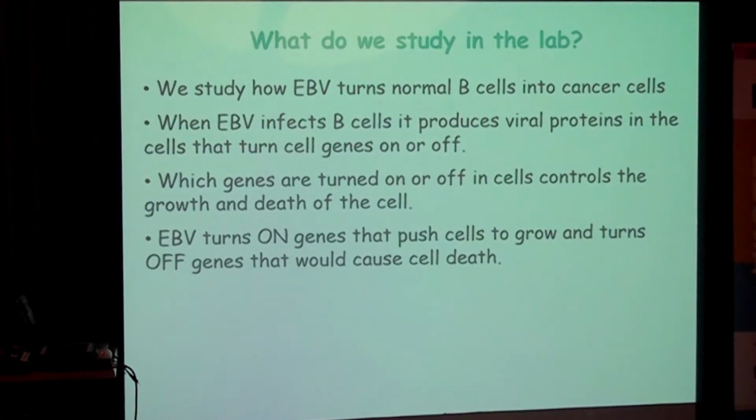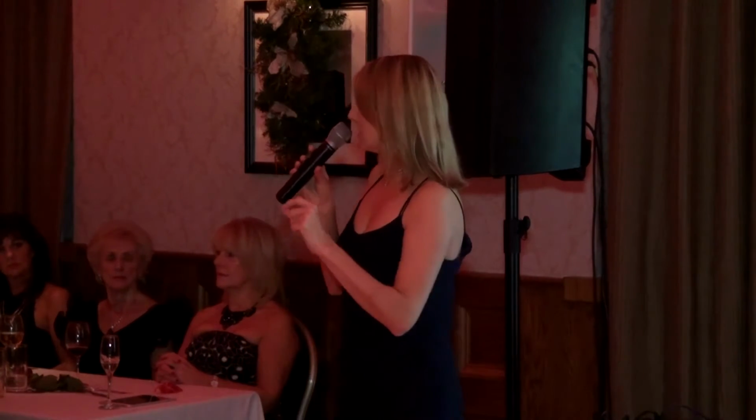And what EBV does is it overrides the normal controls in the cell, and it turns genes on that push the cells to grow, and it turns genes off that would cause the cell to die. So it completely reprograms and changes all of the control mechanisms that are going on in the B cells. What we're studying is how the virus does this.